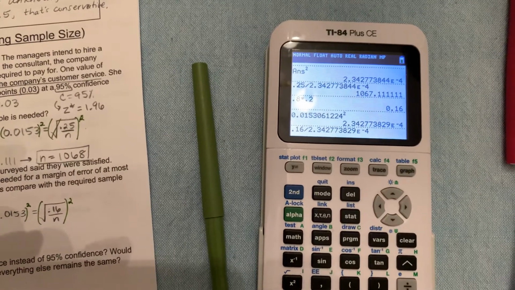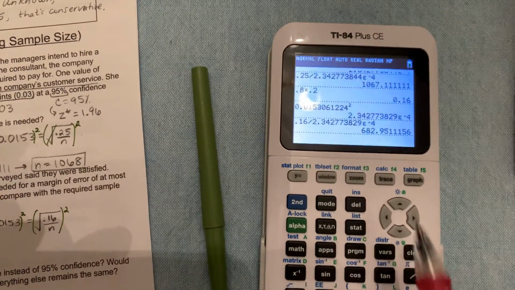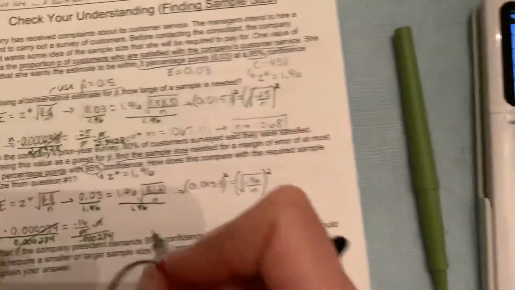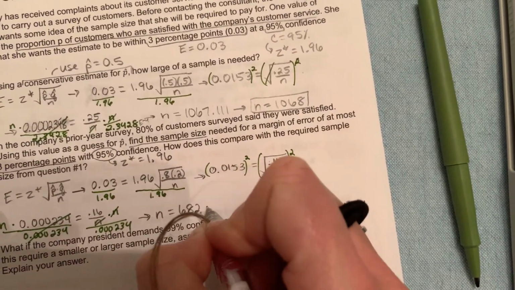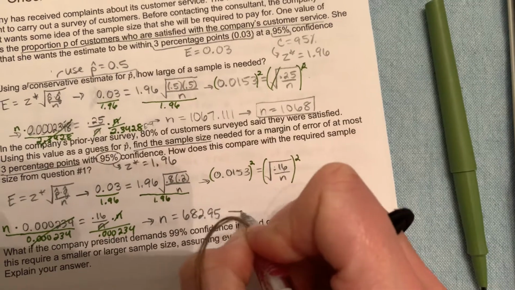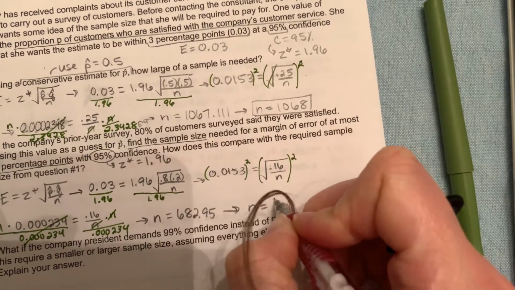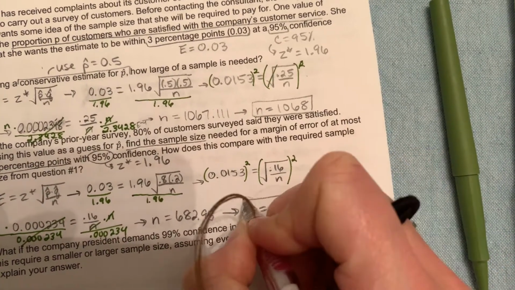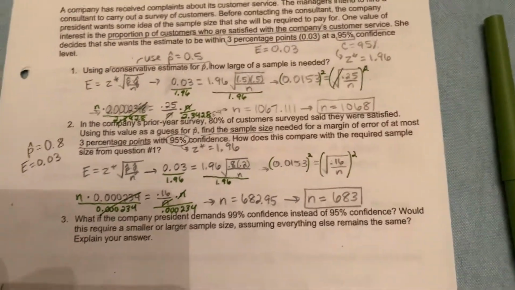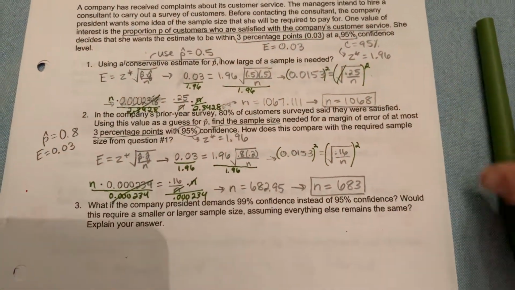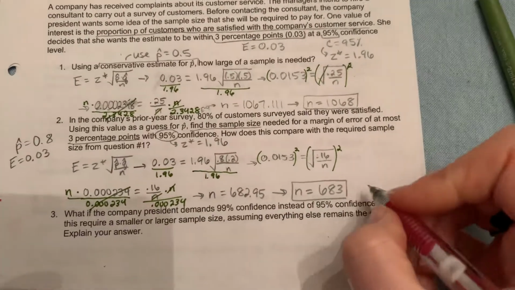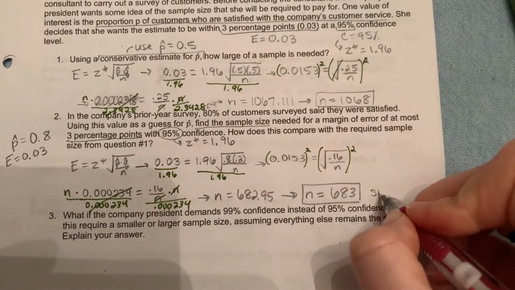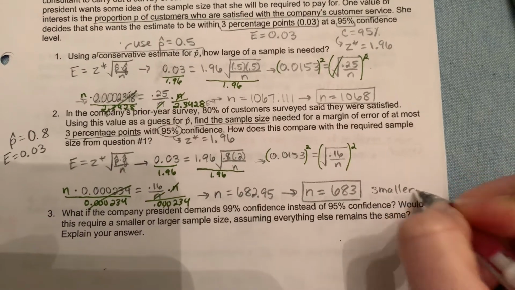So this number is going to be smaller. And it is. It's 682.95. So I get n is equal to 682.95. But remember, we always round up, so it should be n is equal to 683. All right. And it asked us to compare with the required sample size from question number 1. So of course, I'm just going to say this is smaller.